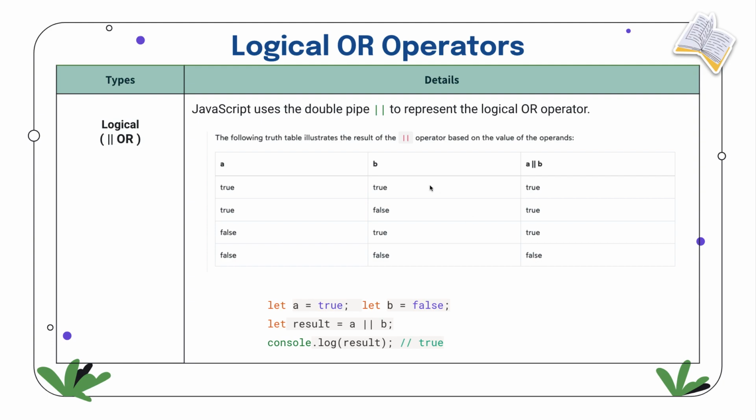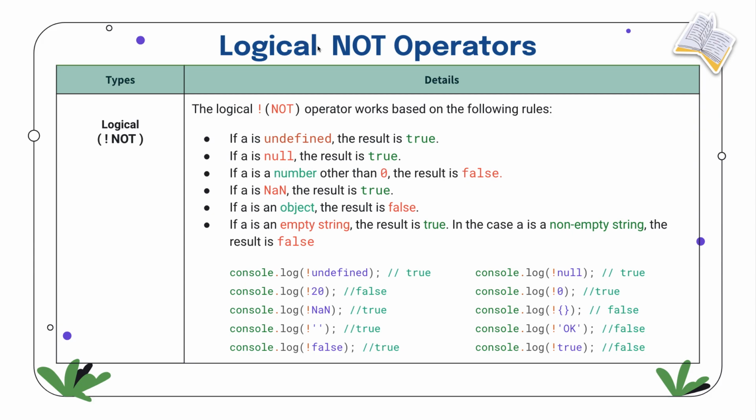This is the OR operator. The OR operator is written using two pipes. On your keyboard, above the Enter key, there is a pipe key. Using Shift, you can press that key and use it as the OR operator. Next we'll move on to the NOT operator.